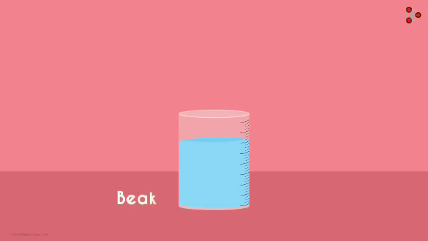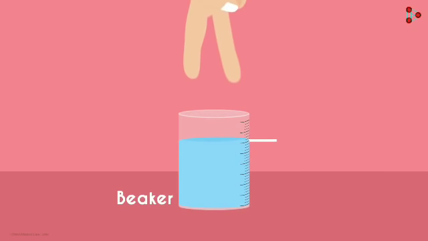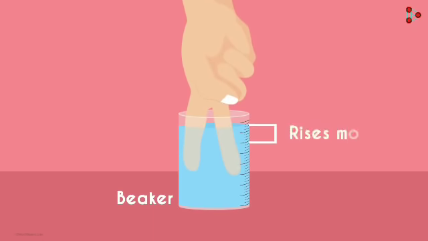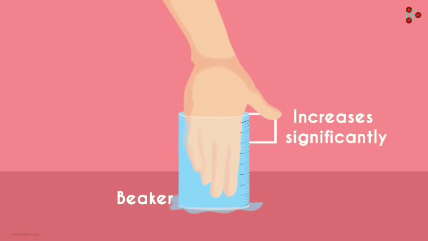Say you have a beaker filled with water and you put your index finger inside it. You'll observe that the water level rises slightly. You put in 2 fingers, the water level rises a bit more. And now when you put in your hand up to the wrist level, you'll see that the water level increases significantly. The ancient Greek mathematician Archimedes observed something similar when he got into a bathtub.